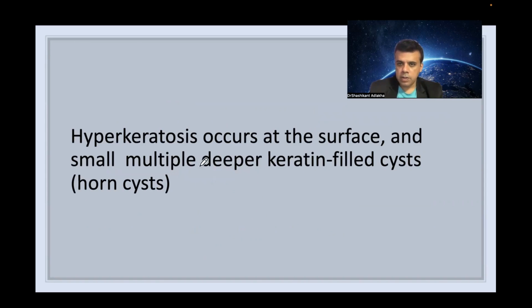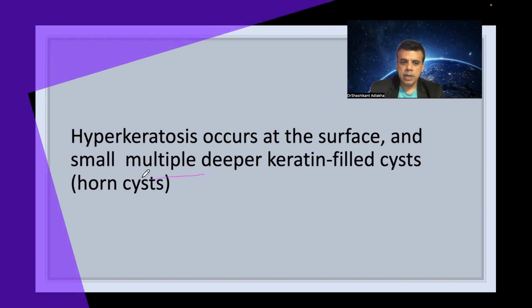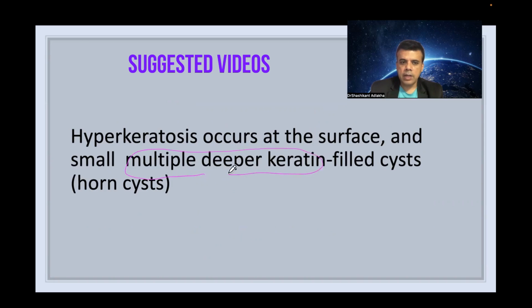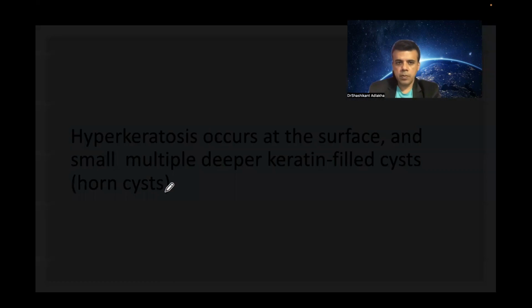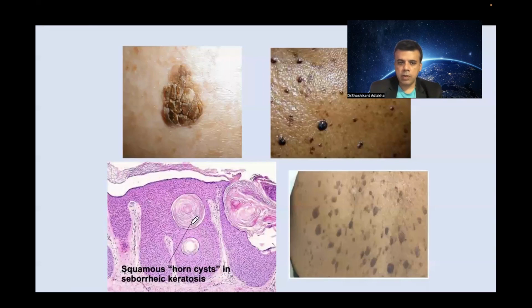Hyperkeratosis occurs at the surface, and morphologically we see multiple deeper keratin cysts, known as horn cysts or invagination cysts. These are cysts filled with keratin material. As you can see in the picture here, this is the waxy lesion, and you can see multiple brownish waxy lesions. Microscopically we can see the horn cysts, invagination cysts, multiple cysts filled with keratin material.